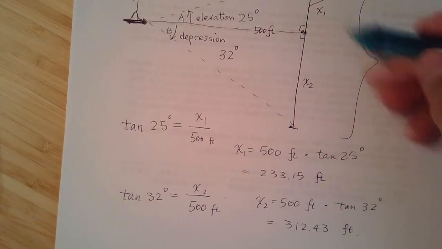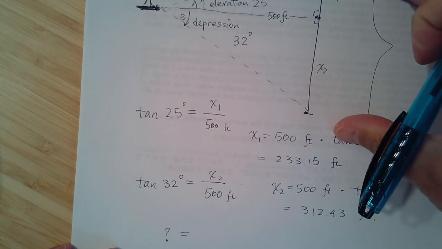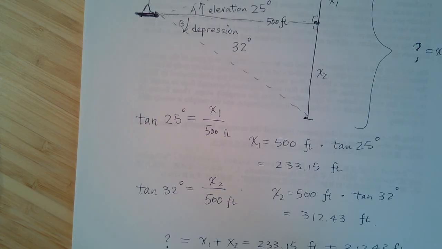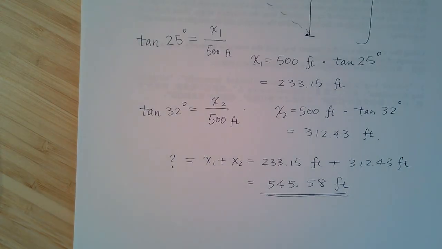Okay, so what is the total length or height, or the question mark? So my question mark, whatever you're looking for, should be just x1 plus x2, which is 233.15 feet plus 312.43 feet. If you add them up, you should get 545.58 feet. That's your answer. Okay, so when you give the answer back, then you should know, oh, that was the total height that you're looking for.